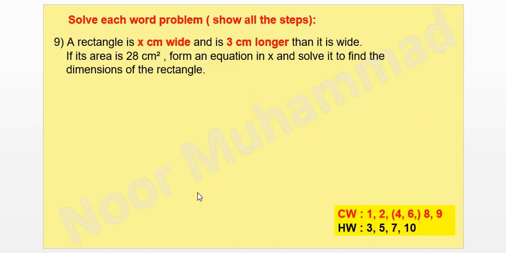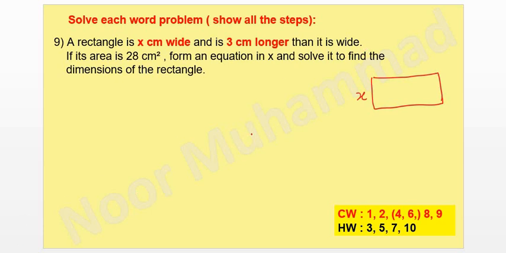Let's solve some more questions. Here this question says a rectangle is x centimeters wide. Sometimes it's easy for us if we make a picture just to understand the question. It says x centimeters wide. It means the smaller side of the rectangle is x centimeters and it is 3 centimeters longer than it is wide.